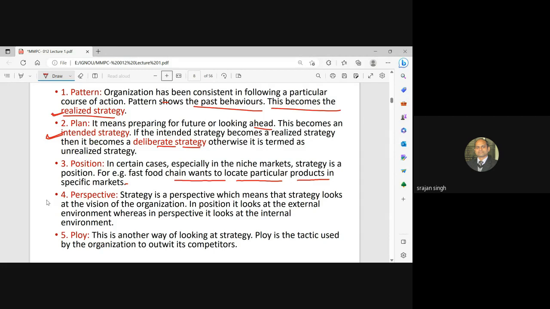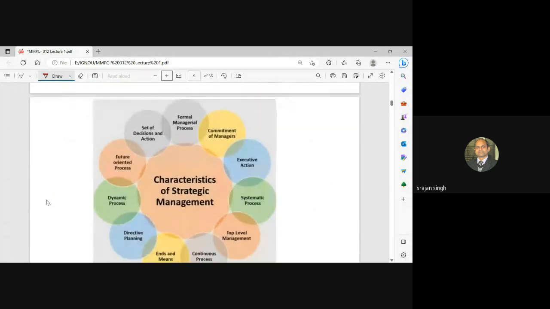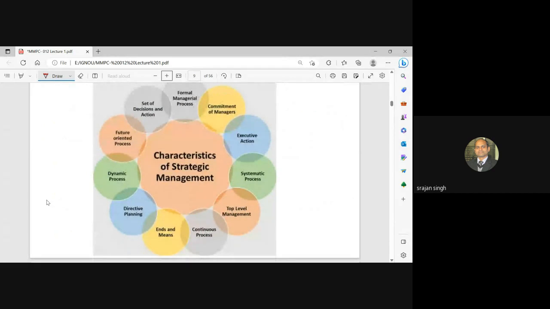Perspective means the strategy looks at the vision of the organization. Position looks at the external environment, whereas perspective looks at the internal environment. And ploy: ploy is quite a negative word, but still it can be used. There is another way of looking at strategy. Ploy is a tactic used by an organization to outfox its competitors, and it can be used for long-term as well as short-term goals.